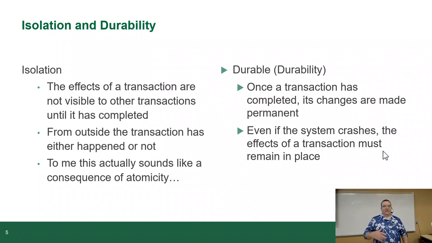Isolation. The effects of a transaction are not visible to other transactions until it has completed. From anything happening on the outside, it's as if the transaction does not even exist. So this is a consequence of being atomic. So a transaction starts, other people are using the database. Until that transaction completes, anybody else outside that transaction should not see what's happening inside that transaction because it's self-contained, it's atomic. Even if it's doing 25 steps, everybody on the outside shouldn't see the individual steps. They should see this is what was before, this is what it was after. While that's happening, it's isolated. It happens in its own little snapshot.